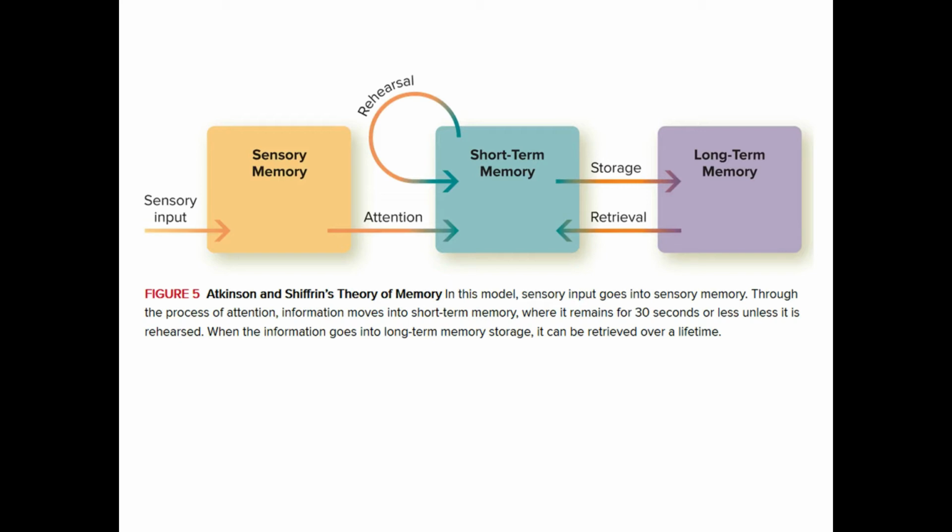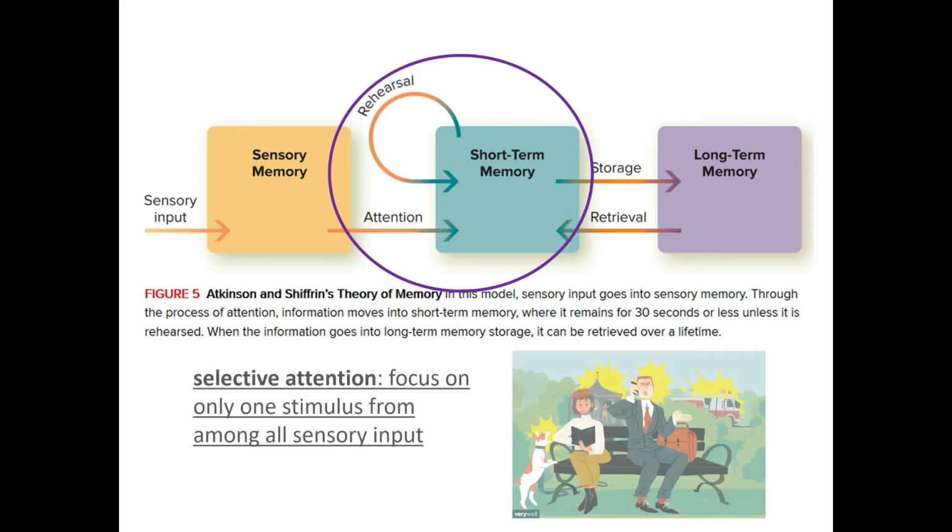So during the sensory memory, when we pay attention to certain information, it will move on to what is known as short-term memory, or STM. And there are several ways we can pay attention, but one common way is called selective attention, where we focus on only one stimulus from among all the other sensory inputs.